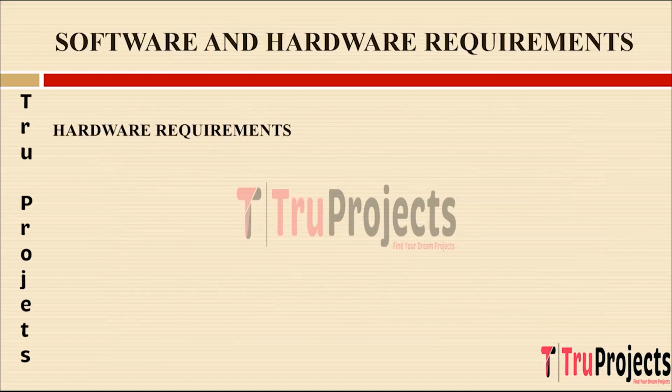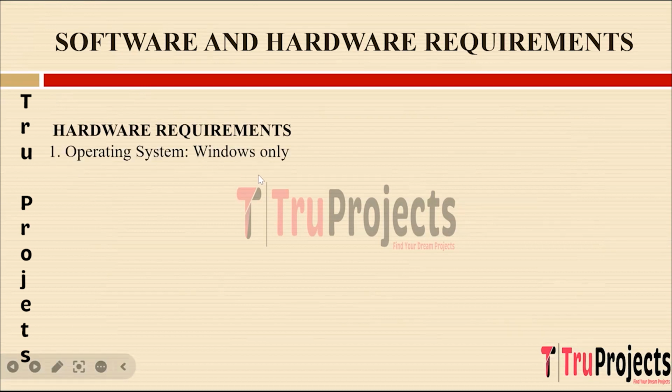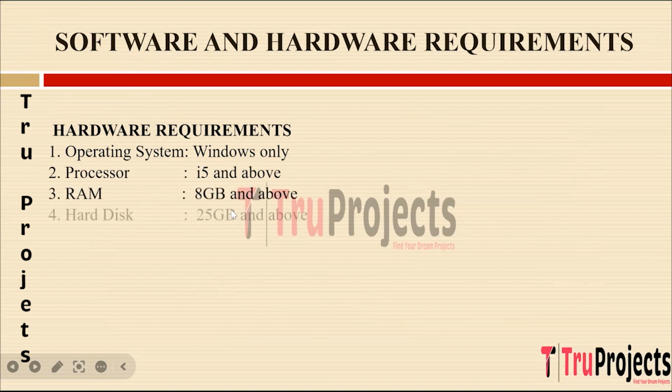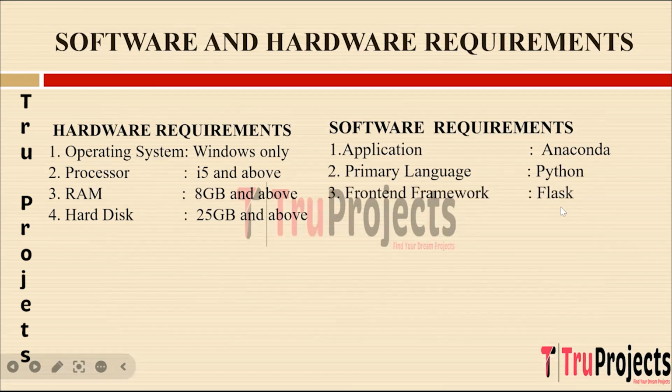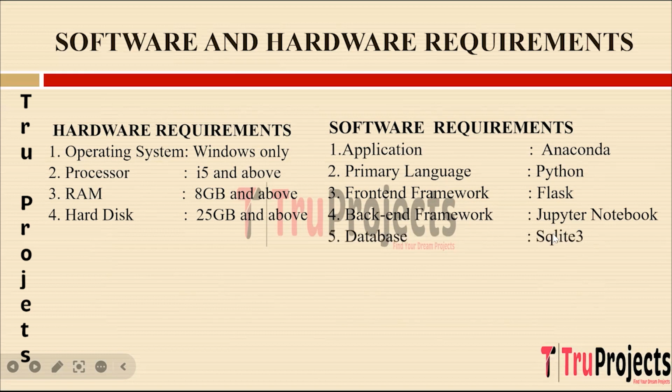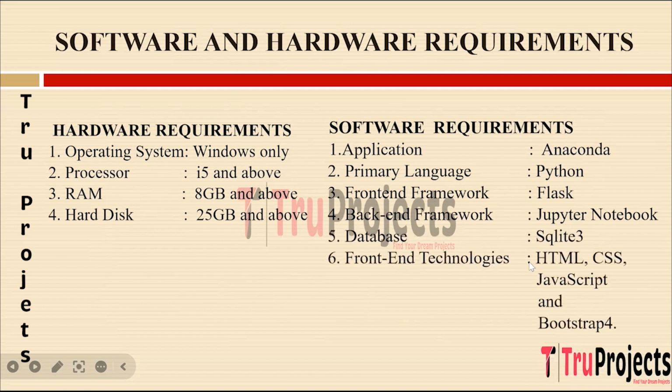Software and hardware requirements. Hardware requirements of the project are operating system of Windows, processor of Wi-Fi and above, RAM of 8 GB and above, hard disk of 25 GB and above. Software requirements of the project are application is Anaconda, primary language is Python, front-end framework is Flask, backend framework is Jupyter Notebook, database is SQLite 3, front-end technologies used in the project are HTML, CSS, JavaScript, and Bootstrap 4.